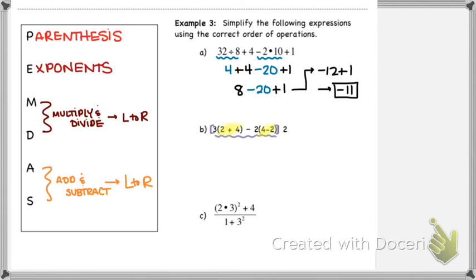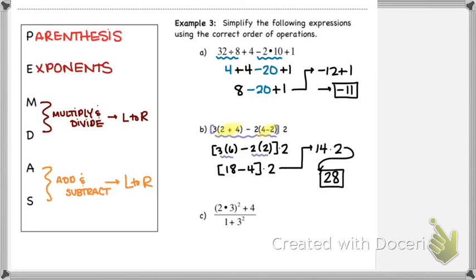So if we tackle those parentheses first, we should get 3 times 2 plus 4, which is 6, minus 2 times 4 minus 2, which is 2. All of that is still inside the brackets because we haven't simplified everything all the way down yet. And then we have a times 2 on the outside. Next, we go ahead and finish up with the parentheses inside, which gives us 18 minus 4. We'll finish up our brackets, which should give us 14 times 2 for an ending result of 28.